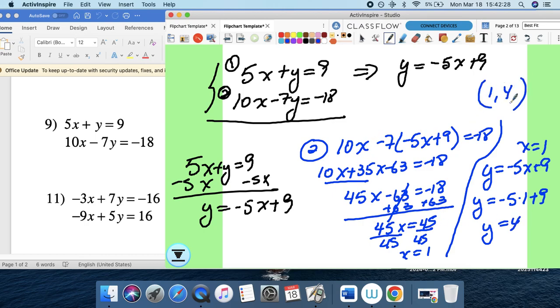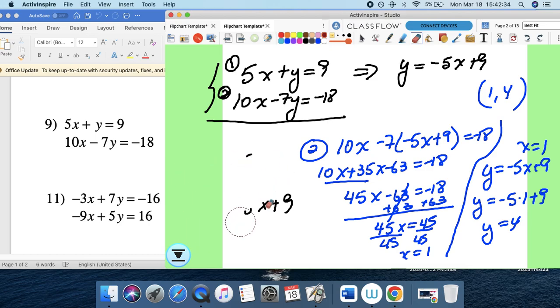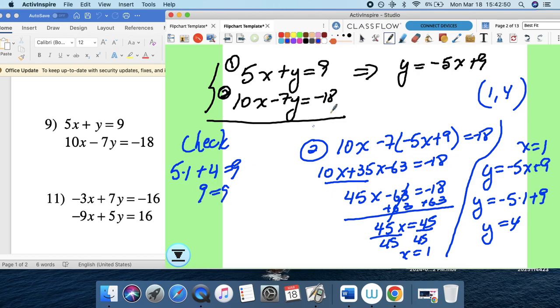This is the point that satisfies equation 1 and equation 2. So I'll quickly do the check. I'm going to erase this. For my check, take the original equations. Let me check equation 1. So I'm going to have 5 times 1 plus 4 equals 9. And you can clearly tell that it works for equation 1.